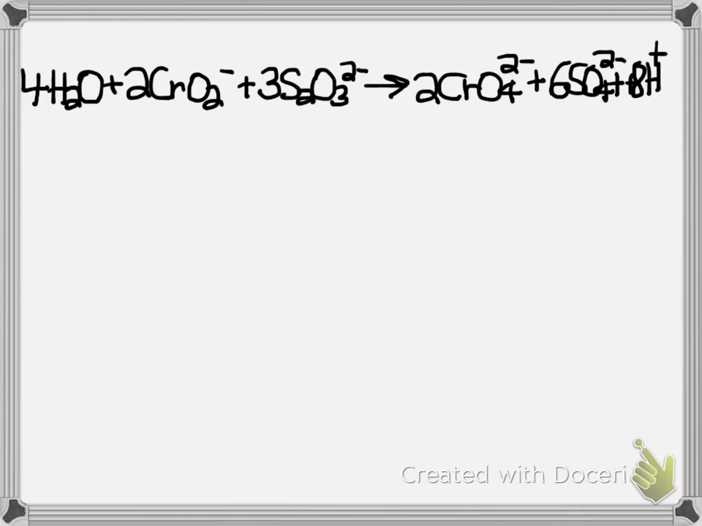Okay, if this were an acidic solution, then I would have stopped here. But since it's a basic solution, I have to do 3 more steps. I'm going to add the same number of hydroxide ions as I have H+ ions. So I have 8H+, so I'm going to add 8 OH-, and I have to do that to both sides.